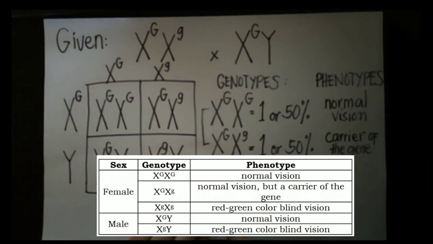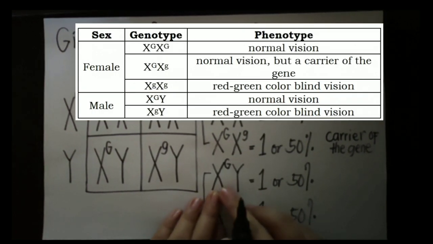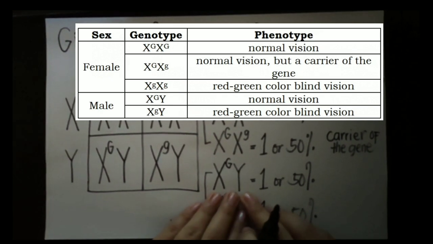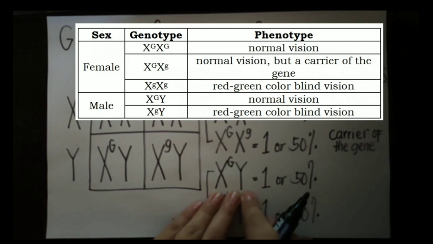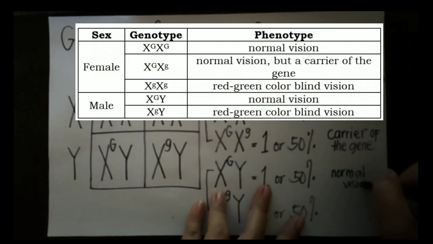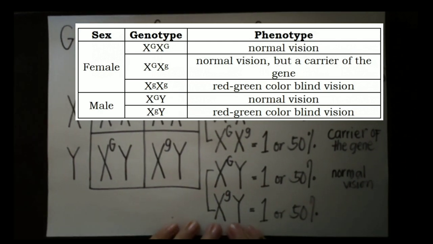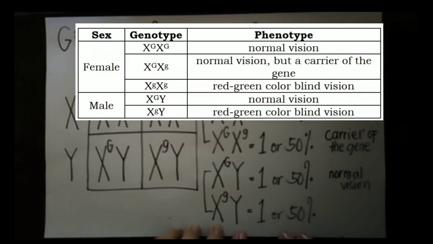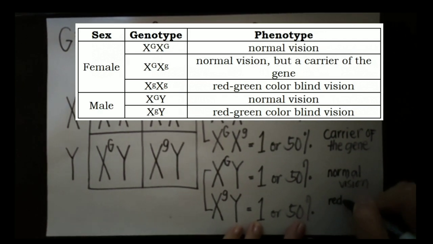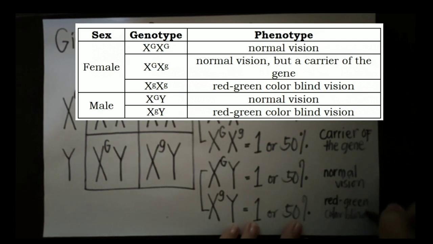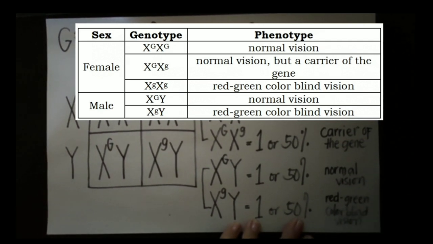Okay, now proceed to the male group. For this one, you have X with the dominant allele and the Y chromosome. We have this on the screen again. This genotype is normal vision for the male. And the last one, this genotype on the screen again, it means that this male offspring has red-green colorblind vision, or shall we say hemophilia.